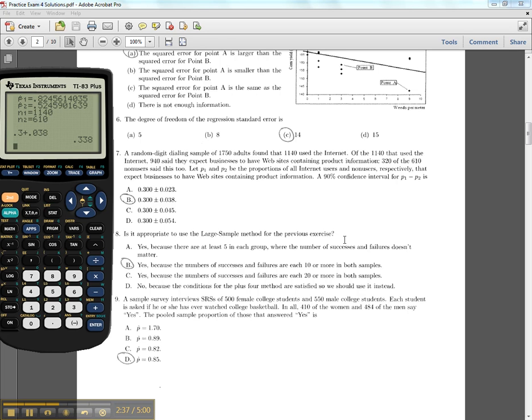Here, there's really no explanation. You just have to remember the conditions for the large sample method. And the condition is that you have to have at least 10 or more successes and failures for both samples, for both proportions. So it's B. This is something that you must remember. No math behind it. This is just a condition that needs to be met. So 8 is B.